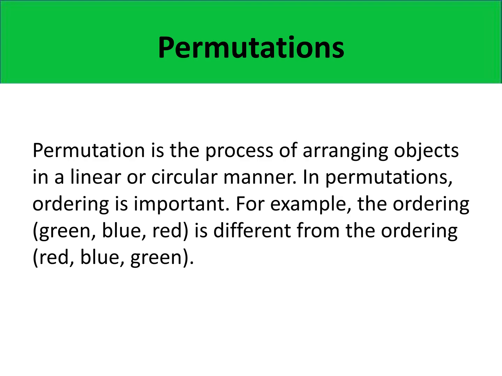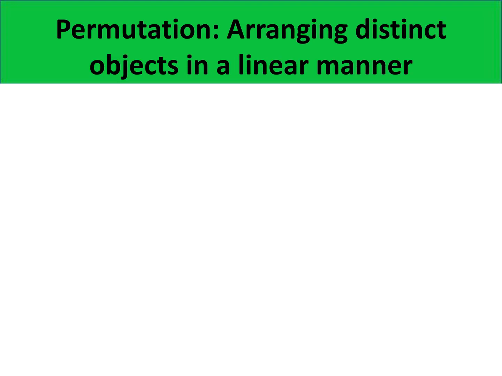A permutation is the process of arranging objects in a linear or circular manner. In permutations, ordering is important. For example, the ordering green, blue, and red is different from the ordering red, blue, and green. Now let us discuss arranging n distinct objects in a row or in a column.